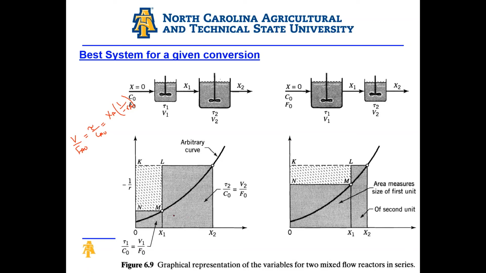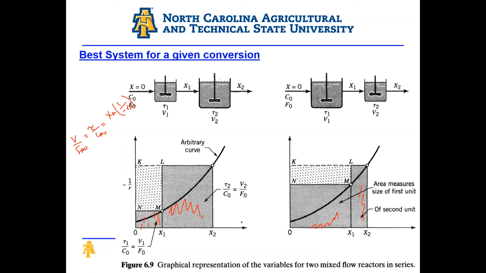If I look at the first scenario where I have X1, a small reactor will reach X1, which will be on the smaller side, and then the big reactor will achieve X2, small reactor volume here, large reactor volume here. Alternatively, on the other side, the big reactor goes X1, goes a long way, and the small reactor just finishes off the job. Okay, which one is better?